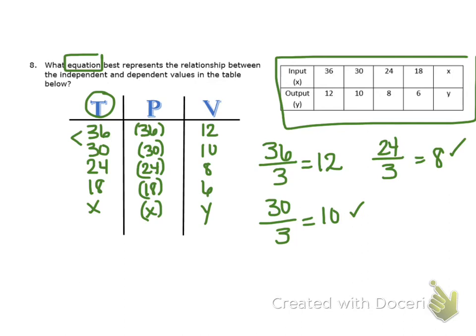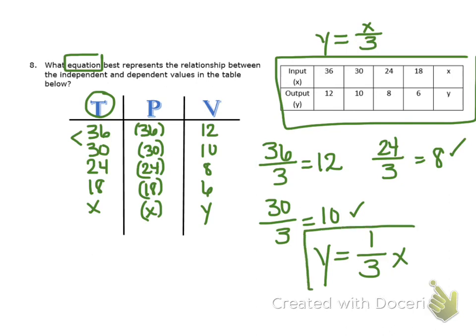So my equation for this table, just from looking at it and trying to find a relationship without using the TPV table, would be y equals x divided by 3. Okay? You could have also written y equals 1/3 times x. Both of these would be correct answers. If we were to multiply 36 by 1/3, we would also get 12.